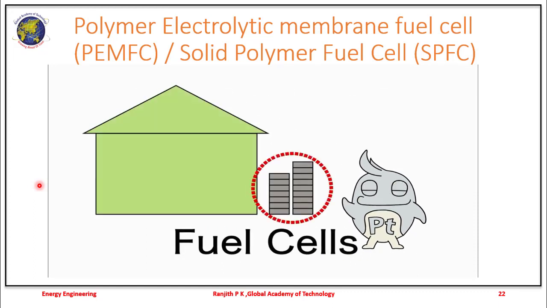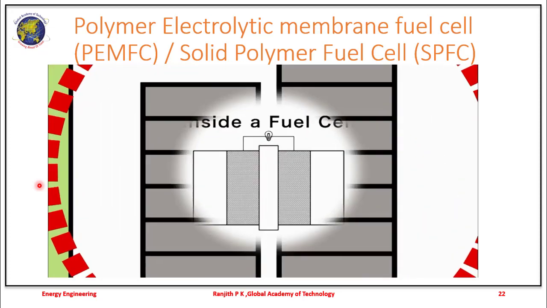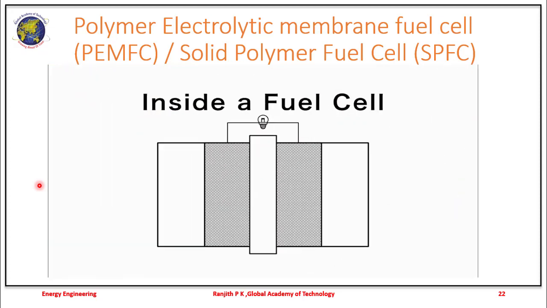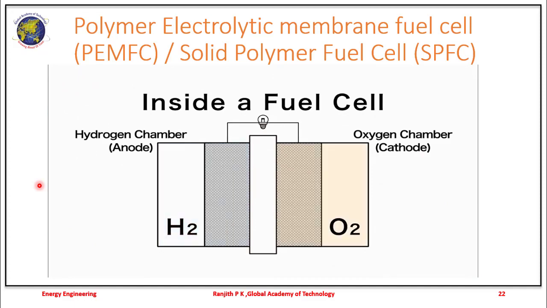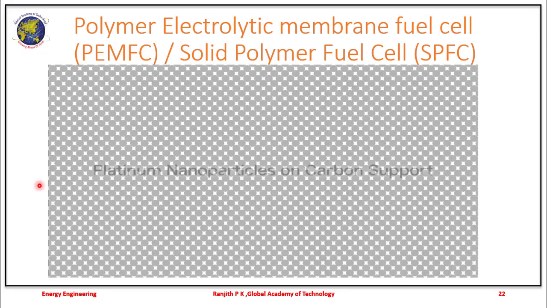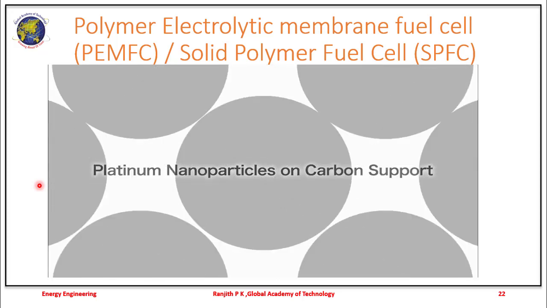These fuel cells generate electricity. To do that, they use hydrogen and oxygen. Let's take a look inside. A fuel cell has chambers for hydrogen, for oxygen, and carbon powder between them. On the grains of carbon are lots of very tiny nanoparticles of platinum.